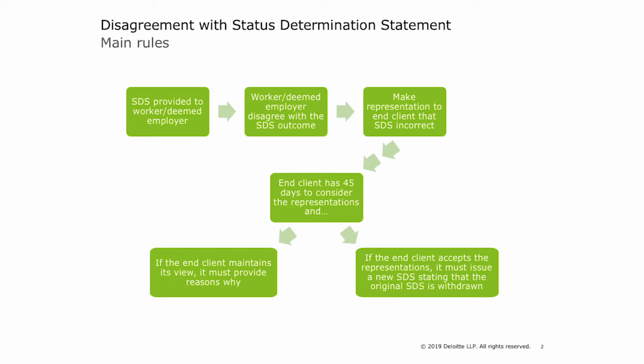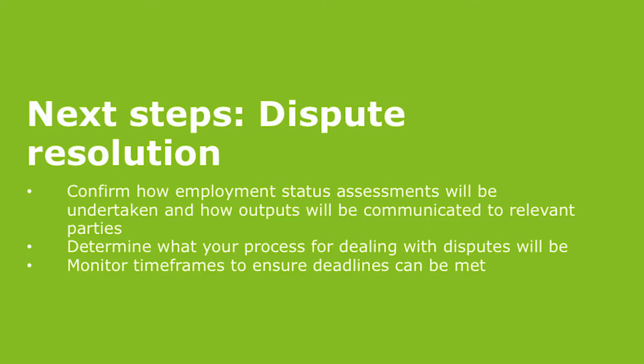What this means is that all organisations who have been responsible for making employment status assessments as part of the IR35 rule changes will also need processes in place to respond to disputes on the outcomes they have provided. Having watched this video, your next steps in taking these actions forward should be 1. Confirm how employment status assessments will be undertaken and how outputs will be communicated to the relevant parties. 2. Determine what your process for dealing with disputes will be. And 3. Monitor timeframes to ensure deadlines can be met.